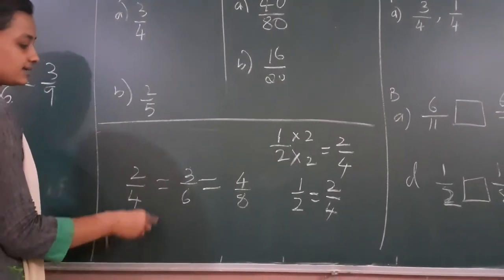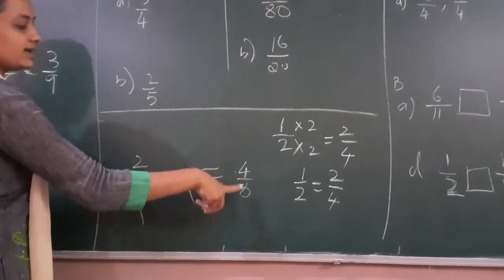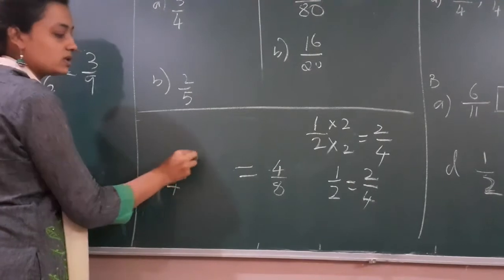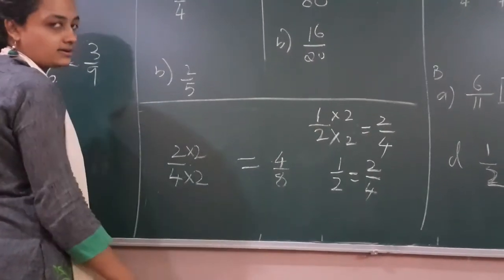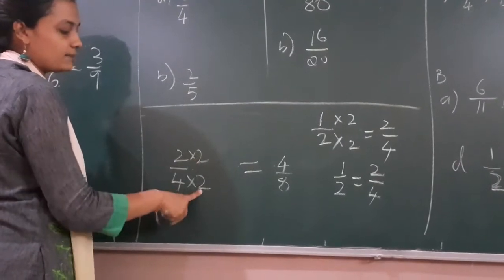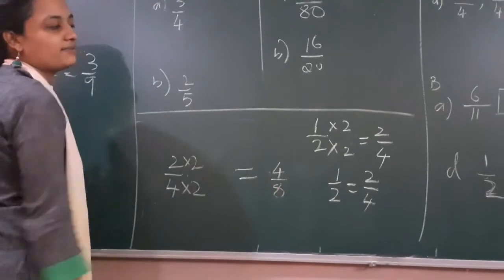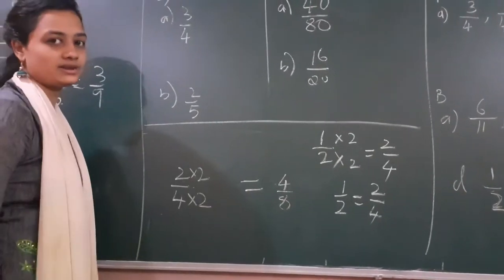How will I get it? We'll check with this, okay? When do I get 4 and 8? When I multiply this 2 with 2, I get 4. When I multiply 4 with 2, I get 8. So I multiply the same number to numerator and denominator, and I got the equivalent fraction. So this is one method of finding an equivalent fraction.